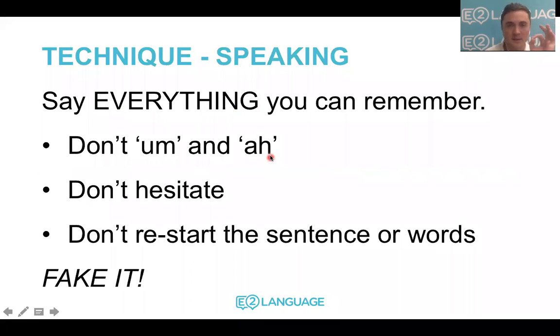In summary, listen very carefully, clear your mind, absorb the sentence, relax. That's when listening. When speaking, say everything you can remember, but don't say um or ah. Don't hesitate. Don't restart the sentence or restart any words. Fake it till you make it.